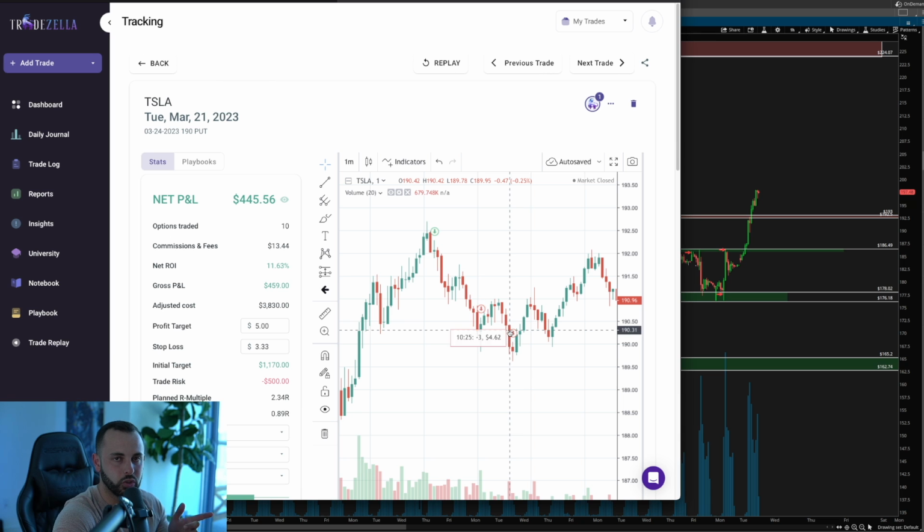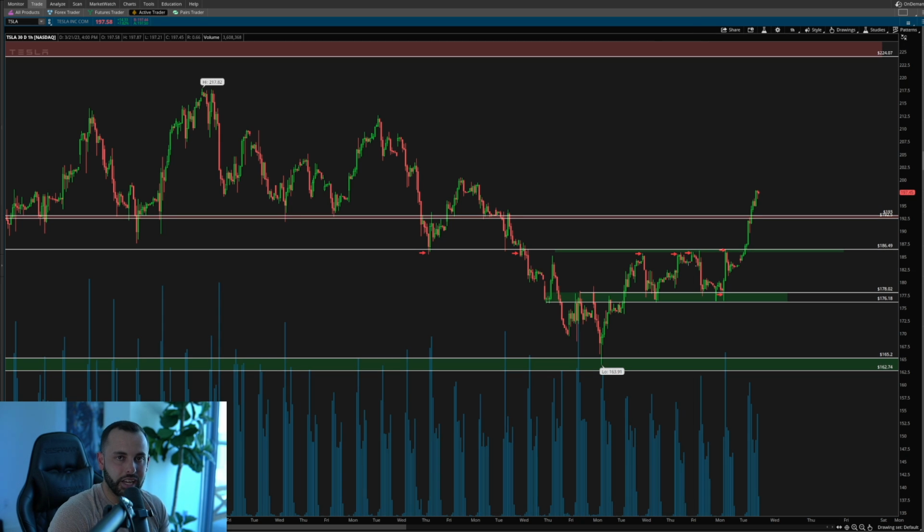Now, let me show you why I took puts at 192.50. Here on the hourly chart on Tesla, we can see that this 192.50, 193 level was pretty major. You can see we had previous demand in this level, previous demand in this level, previous rejections here, and previous rejections here.